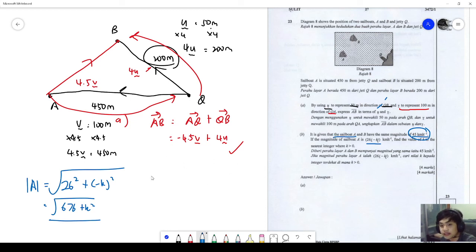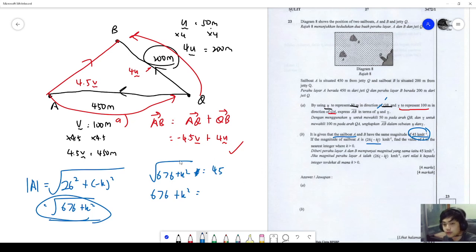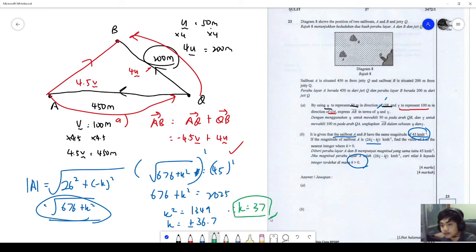So in other words, we can say that this equals 45 km per hour. So 676 plus k squared equals 45 squared when you square both sides. So it's 2025. So k squared equals 2025 minus 676, that is 1349. Square rooting both sides, k equals plus or minus 36.7. Since they say k is greater than 0 and they want the nearest integer, therefore k equals 37, positive in this case.